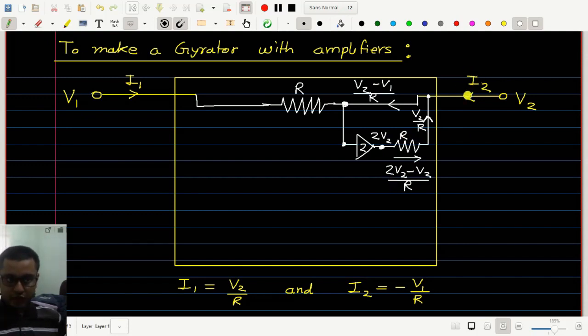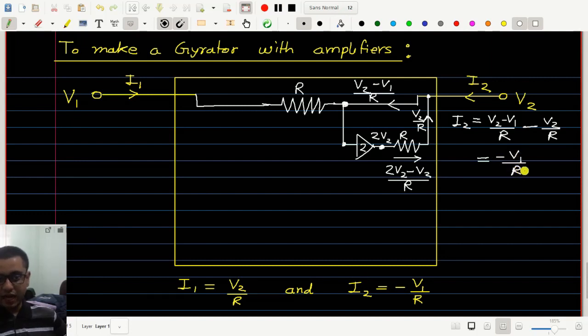So therefore this I2 will be equal to the sum of these two currents. Here we have V2 minus V1 by R, and this current I will take in the opposite direction, minus V2 by R. So this is equal to minus V1 by R as we wanted here.